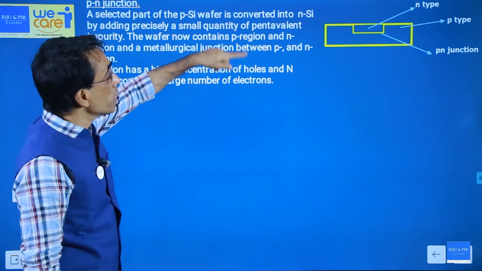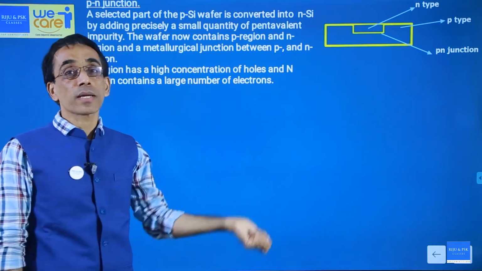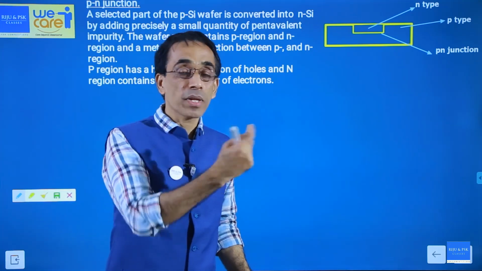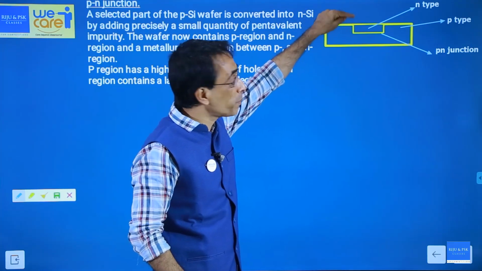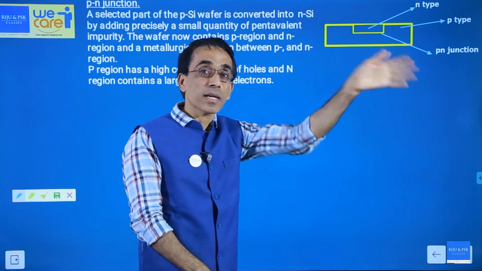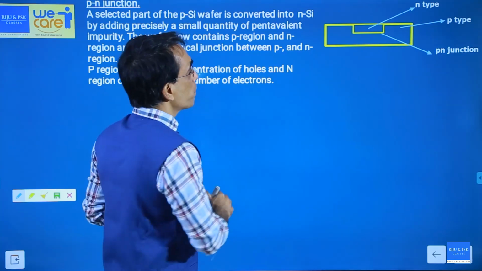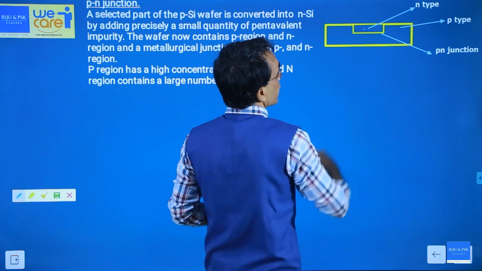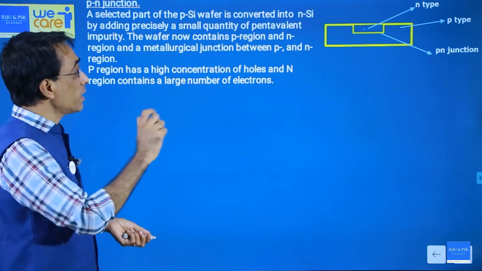It is already p-type, but it is converted into n-type. How to convert a p-type into n-type? In p-type holes are more, in n-type electrons are more. If you put more pentavalent impurity into the p-type, then that can become an n-type. You are putting more pentavalent impurity in this region, so that will become an n-type semiconductor, and the other one will remain a p-type semiconductor.